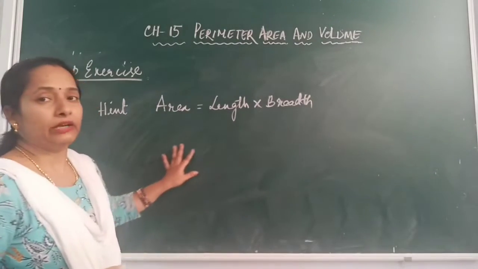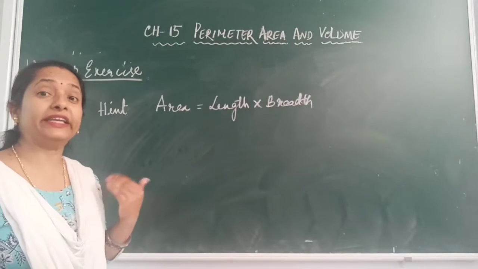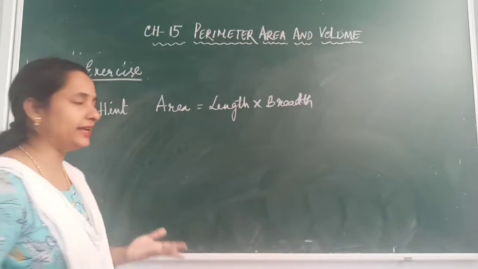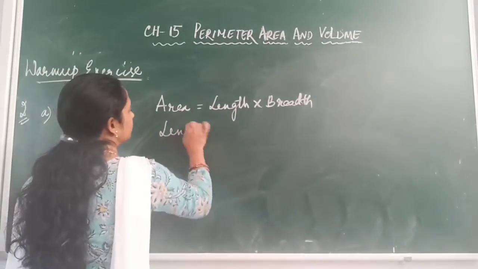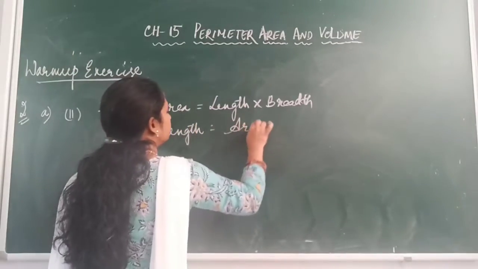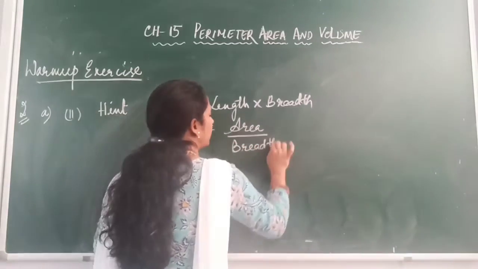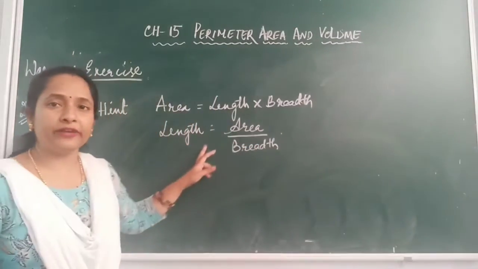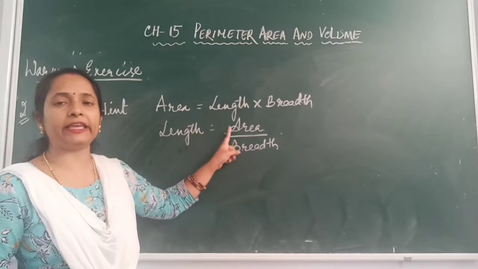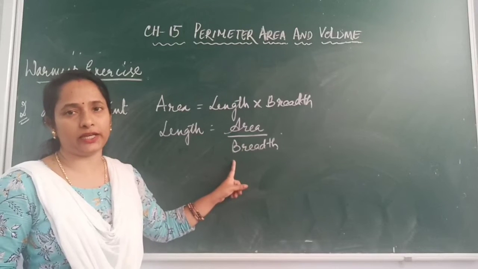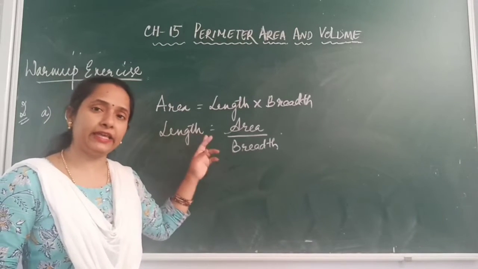Now, from this we need to derive a formula for finding the length because we don't know the length. So what will you do? The length will be equal to area divided by breadth. Whatever area is given to you in bit 2, you will write down the area and divide it by the measurement of the breadth given to you. Then you will get the length.